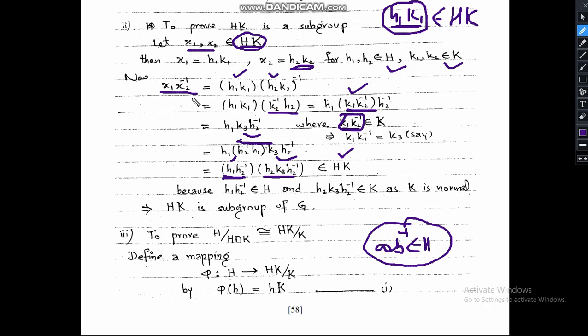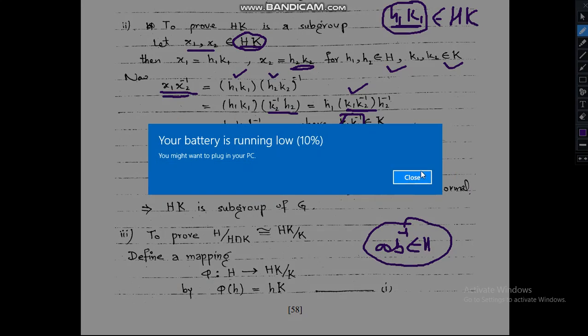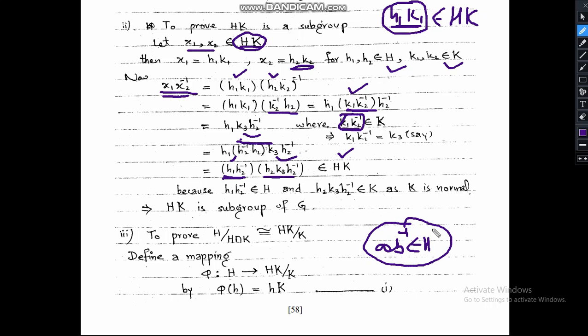So here the AB inverse, the type of this composition, which is the type of this AB inverse is available in HK. So this HK will also be a subgroup. Now the next property is to prove that this quotient group is equivalent to this. Now we will prove this property.